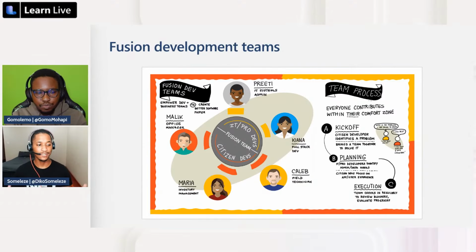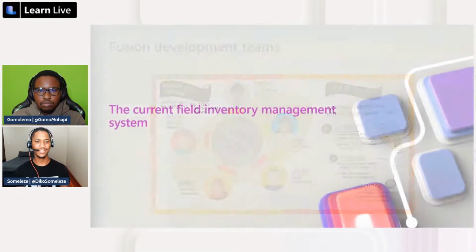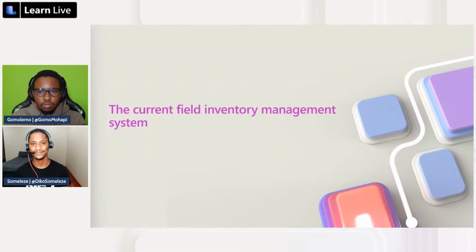This brings us to a question: what is this field inventory management system that this entire team, Malik, Kiana, Caleb, Maria, and Preeti, need to figure out? Which brings me to ask this question: how do they actually do this?